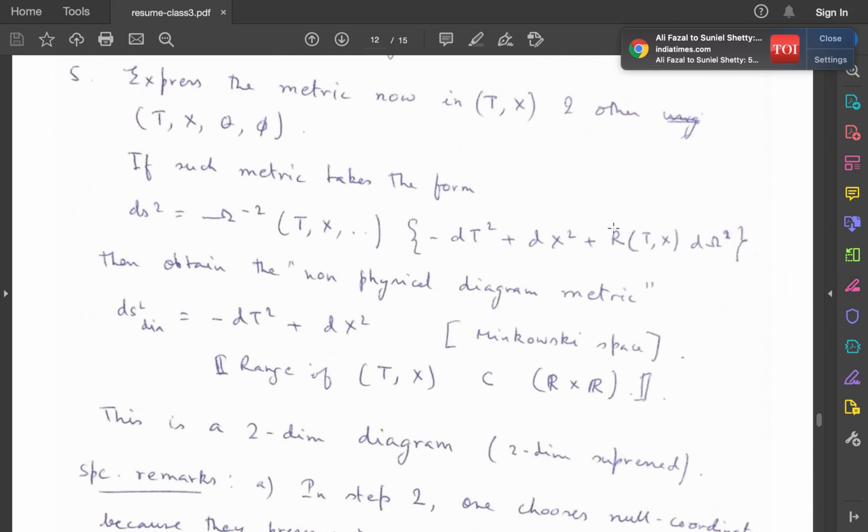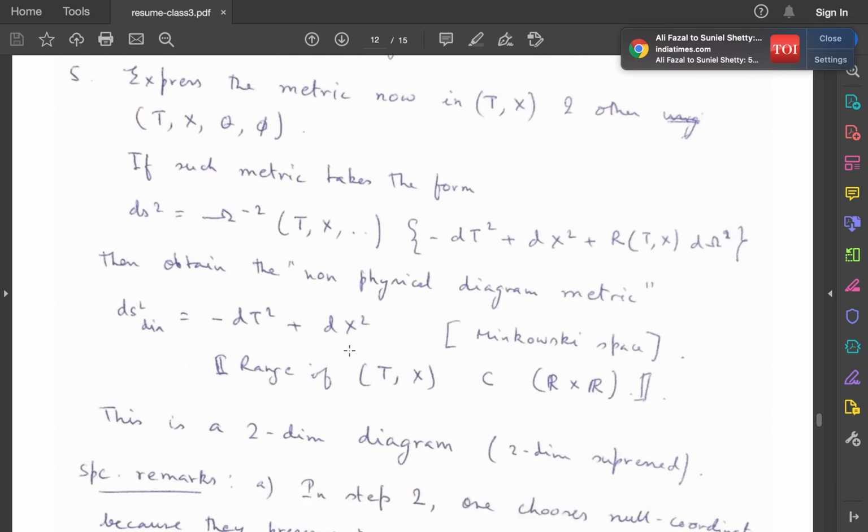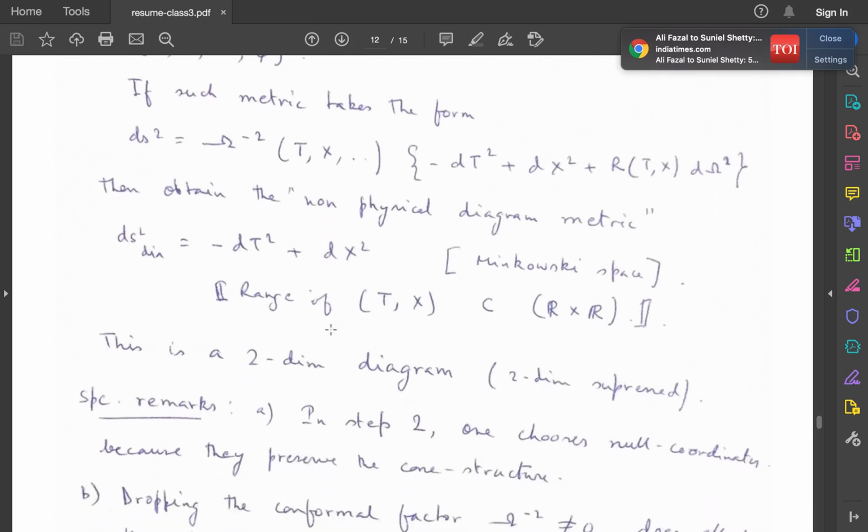This is already compact. We do not need to worry about it because we always remember that each point in this diagram is a 2-sphere multiplied by this factor. So I can write the diagram metric in the form of Minkowski space. However, you remember that Minkowski space was not finite, but here t and x are finite. So we can do this final transformation from some initial metric to this diagram metric.